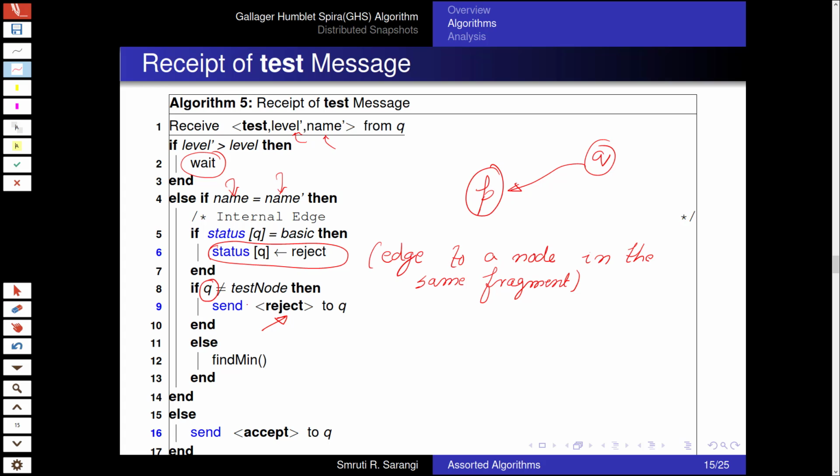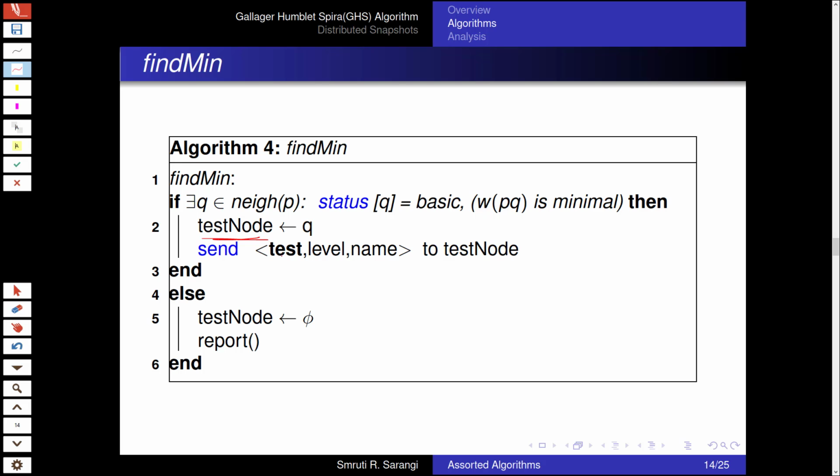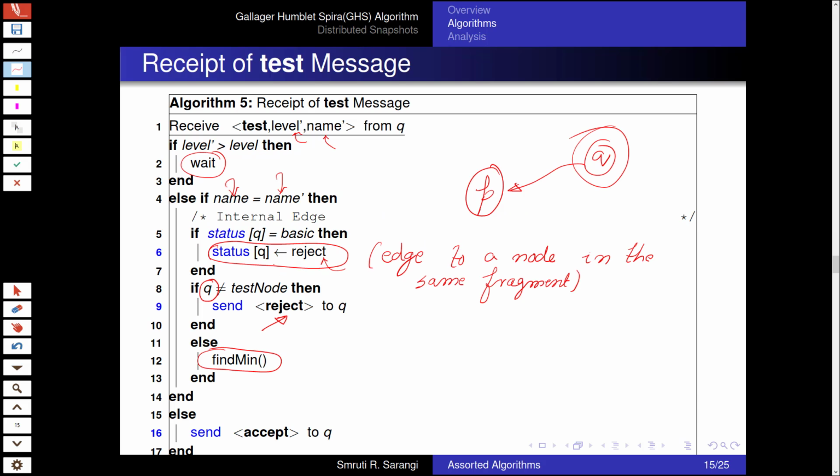Alright. But let's say Q is equal to test node, which means that a test message has already been sent, then I should call find min again and move to some other node, because clearly Q is not the candidate. And Q will also mark this edge to me as a rejected edge because it would get my test message. So recall, when is the test node set? It is set when a test message is sent.